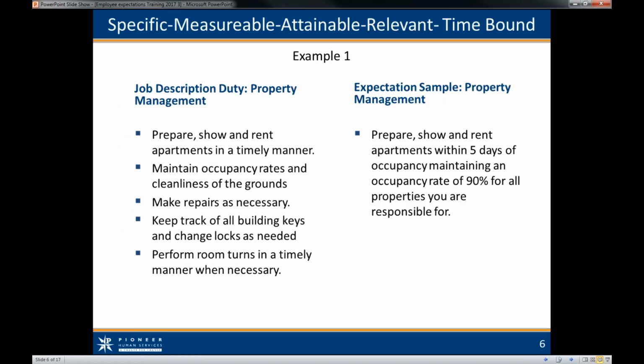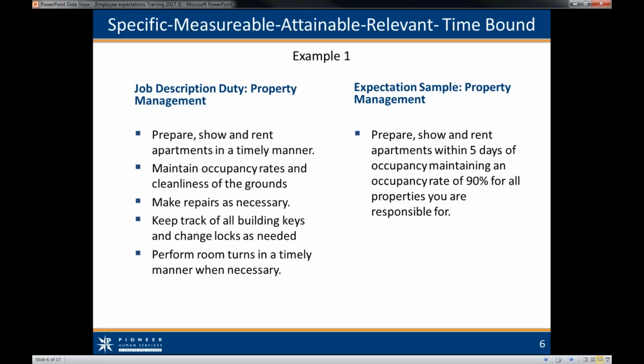These examples are for real estate for property management. These are the job description tasks or duties on the left side and the expectation that you're making on the right side. Notice the sample doesn't address all the job tasks. The person writing the expectation needs to pick the most important tasks and address them in the expectation.